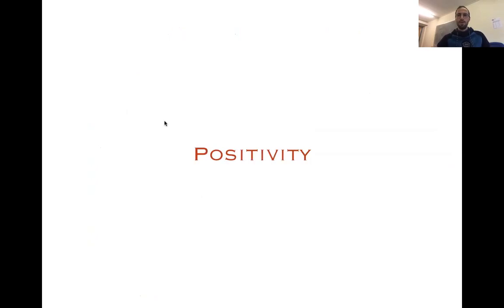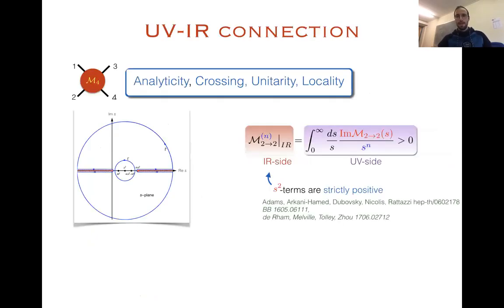So this talk, as I said, is about positivity bounds. Claudia already mentioned a lot of the details that go into this, so I'll be very brief here. Essentially, we're talking about 2-to-2 scattering amplitudes, and because of causality, unitarity, and locality, they are analytic functions in the Mandelstam variable s at fixed t. This allows you to derive a UV-IR connection of this form.